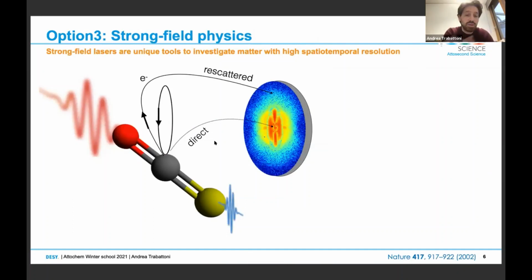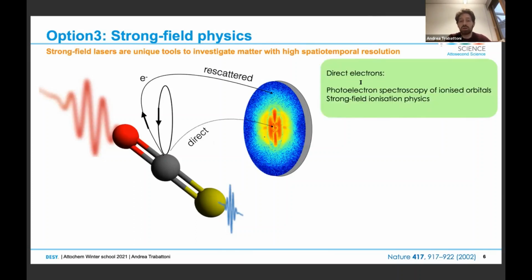In the prototypical strong field interaction, as we learned also in these days, you have an ultra-intense laser pulse that can interact with your target. Here reported again is the OCS molecule. And you know that a portion of the electron wave packet after tunneling ionization can simply leave the interaction region, and we call these electrons direct electrons. They are useful because you can do spectroscopy on these photoelectrons and learn something, for example, about the ionized or excited orbitals. And in general, you can do spectroscopy of the strong field ionization physics.